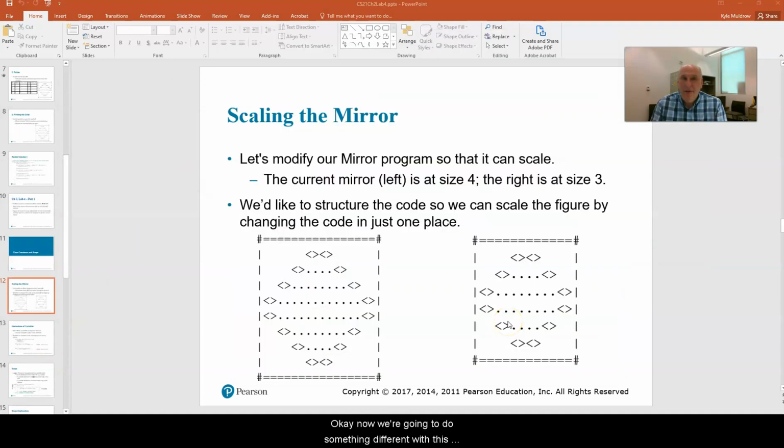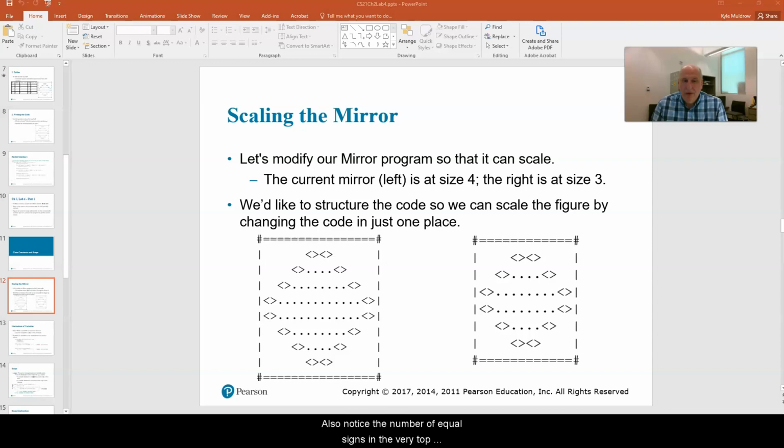Okay, now we're going to do something different with this image. We're going to scale it. The image we drew originally was a size 4 because there were 4 lines in the top of the image and 4 lines in the bottom half. The other image you see on this slide is of size 3 because you have 3 lines in the top half and 3 lines in the bottom half.